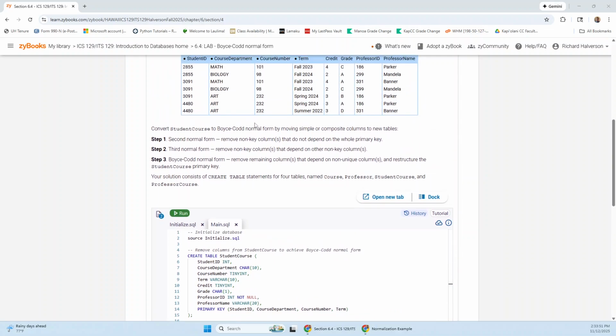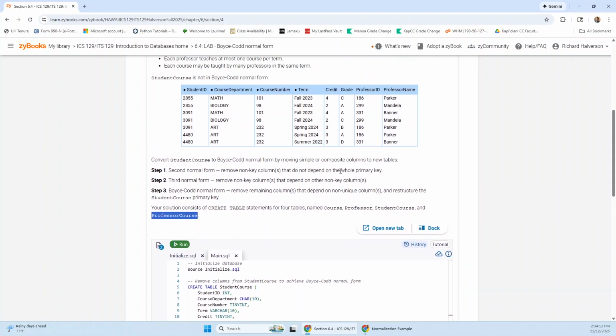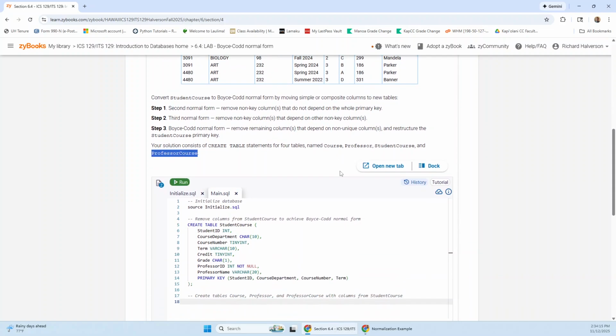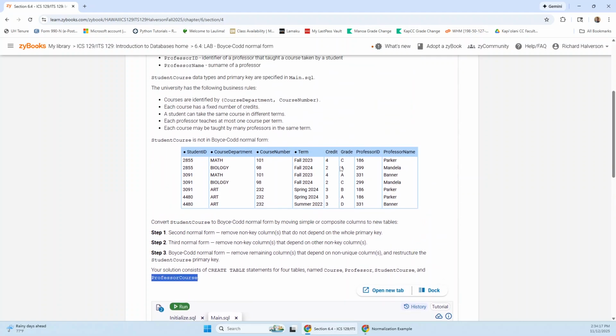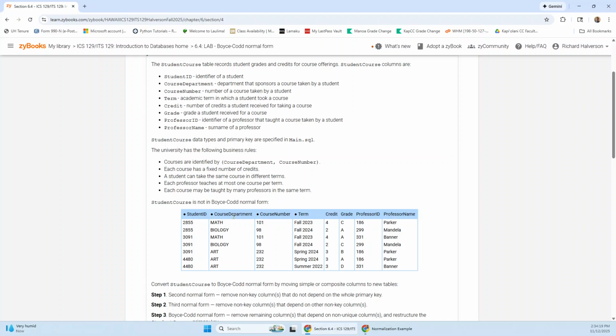In the end, we end up creating four tables. One table is going to be named course, one is going to be named professor, one is going to be named student course, and the other one is going to be named professor course. And it'll be clear after we're done decomposing them which label goes with which table.